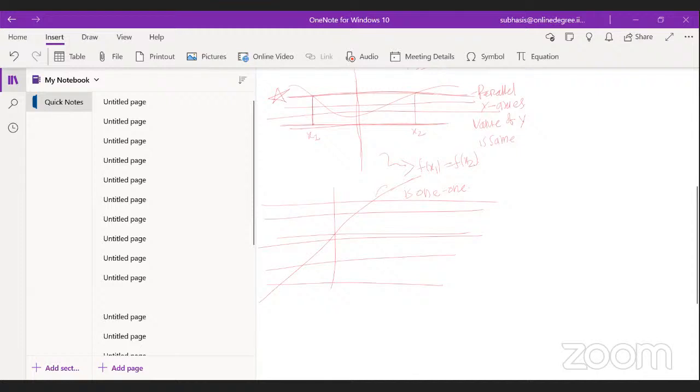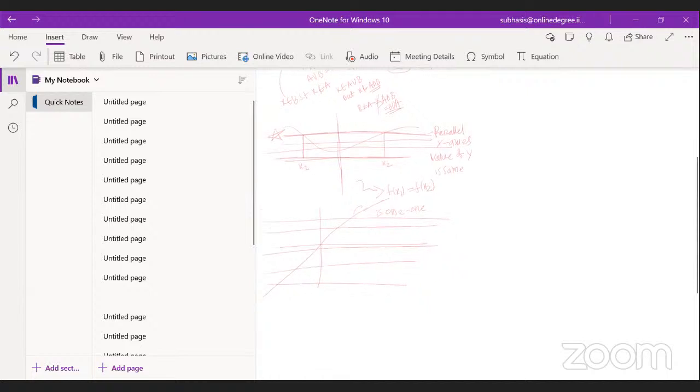Can we also deduce onto? By doing this, we can decide whether it is 1-1 or not. But can we identify onto or not? Yes, onto also you can say, whether this function is onto or not. That also you can say. Okay, let me give you an example.